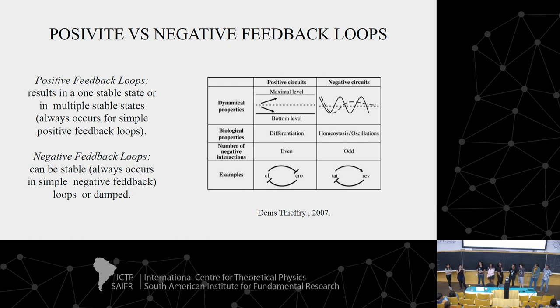The sign of the feedback determines all the dynamics involved in this process. Not exactly determines, but it's very important. In a simple negative feedback loop, you normally have homeostasis. In a simple positive feedback loop, you normally have different behavior.